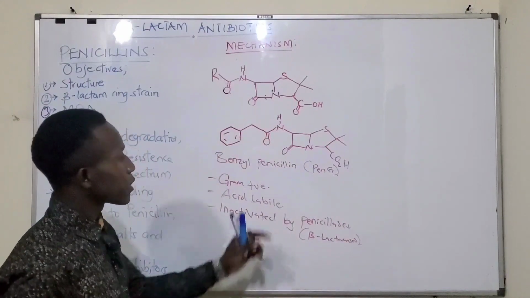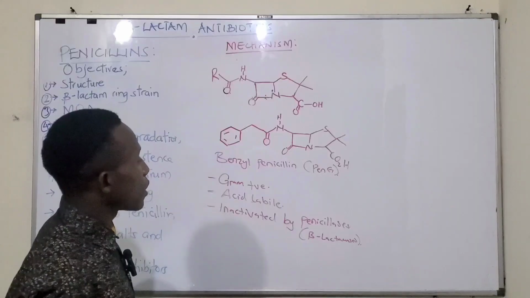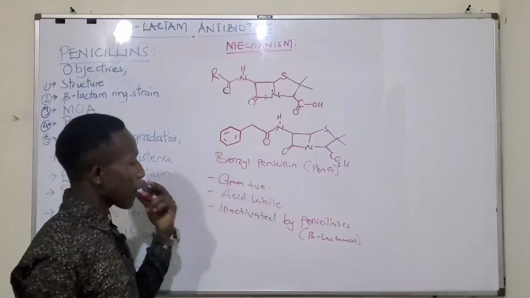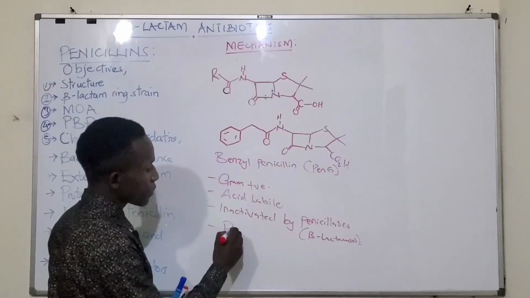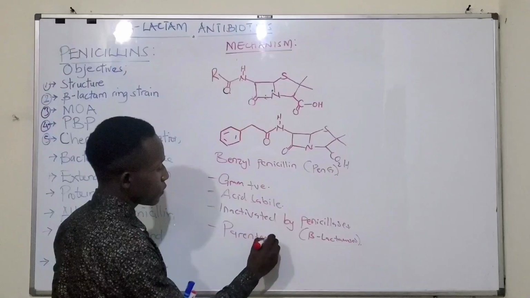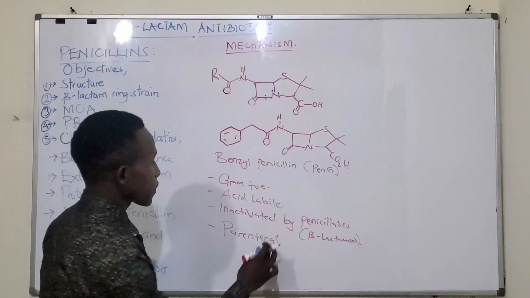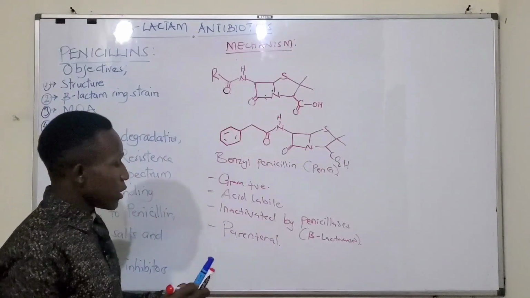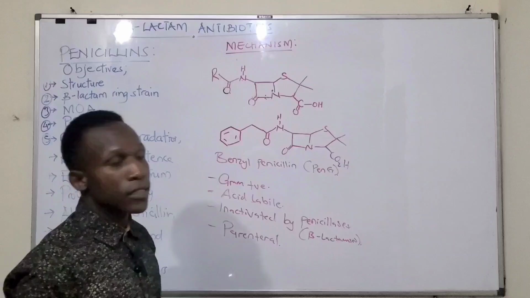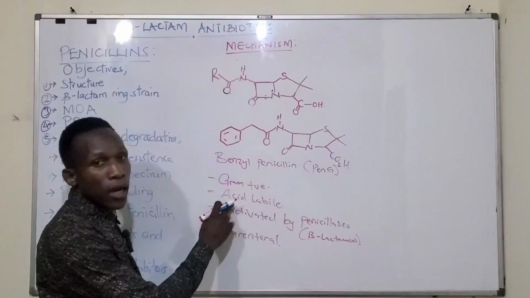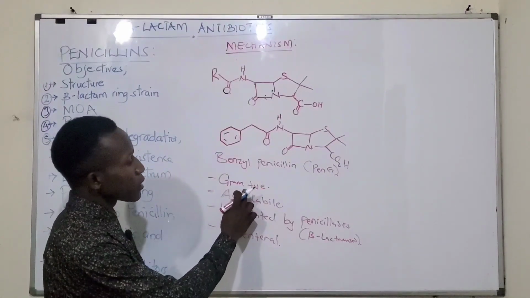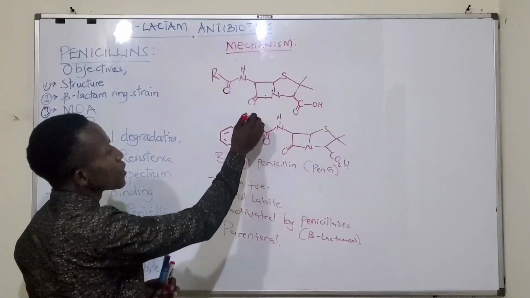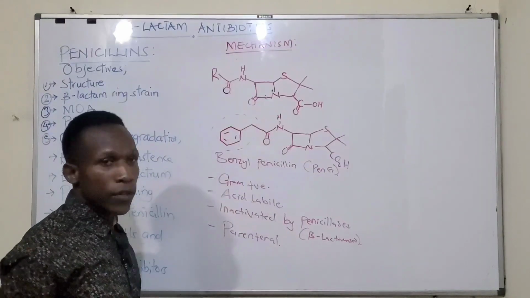So, meaning that this benzyl penicillin, the natural penicillin, cannot be taken orally because of the acidity of the stomach, meaning it is parenteral. It cannot be taken orally because it is unstable. So they had to make other penicillins which can resist the acidity of the stomach, and which can also act on gram-negative bacteria. It is acting on gram-positive because of this benzyl group, which is highly lipophilic.